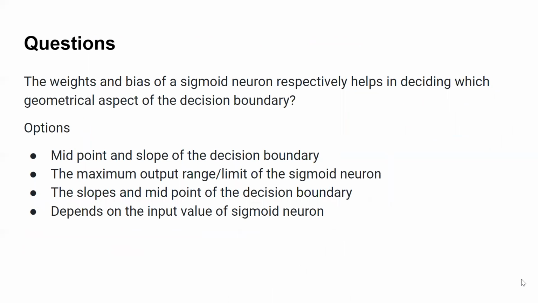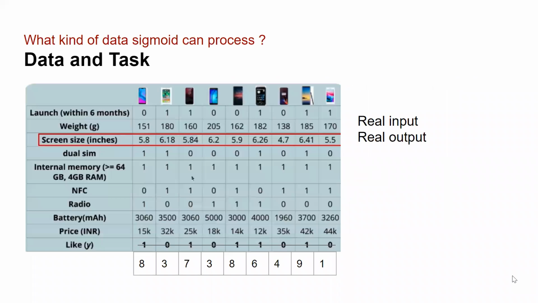Now, can you answer this question, if you have understood the last slide? The weight and bias of a sigmoid neuron respectively help in deciding which geometrical aspect of the decision boundary? You have 4 options. Slopes and midpoint of decision boundary. Correct. The third option is correct.